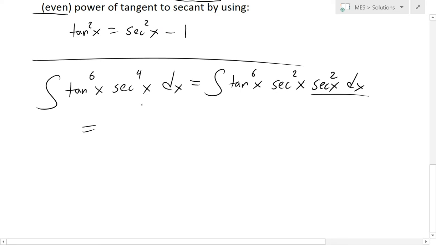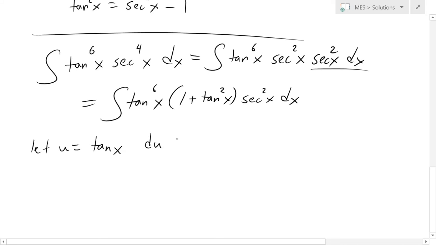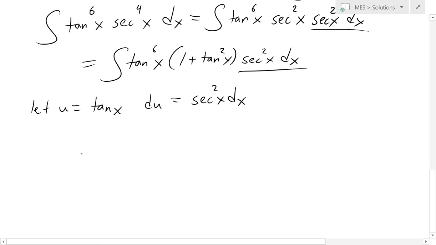Now we could apply the identity. So the integral of tan 6x, and now convert one secant squared into tan, which is just 1 plus tan squared of x, and then secant squared of x dx. Now we apply our substitution rule. Let u equal tan of x, and this is because the differential du is going to equal secant squared x dx, which is this entire right side.